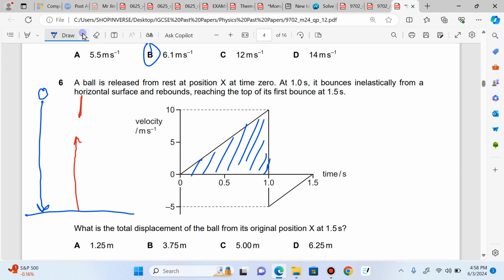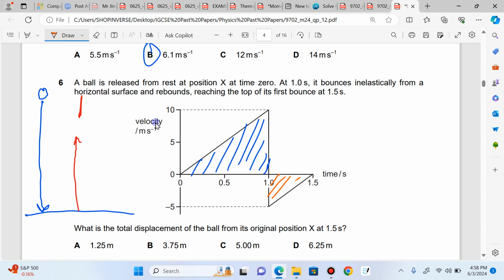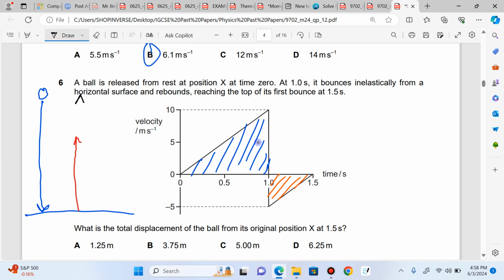That's why I use the color blue to represent the motion of the ball downwards. And what about when it's returning upward? I'm using the color orange for that. So this represents falling, which is represented by blue, and moving back upwards, which I represented with green. And this is the displacement, the difference.